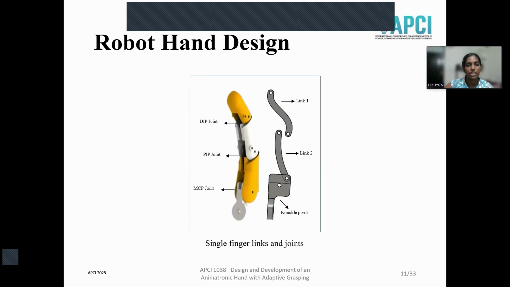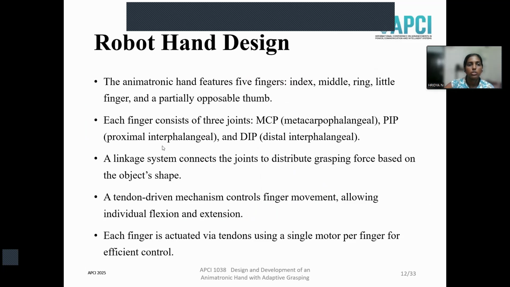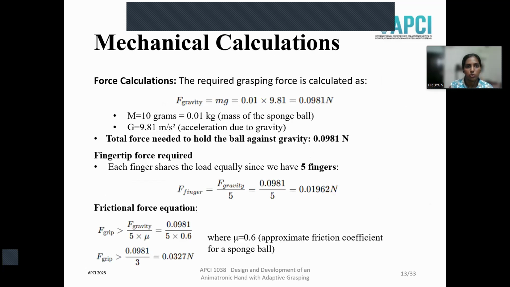So this is the single finger link and joint design. I have designed, and you can see, the DIP joint, PIP joint, and MCP joint. These are connected using link 1 and link 2, which we have designed. The linkage system connects the joints to distribute grasping force based on the object shape. A tendon-driven mechanism controls finger movement, allowing individual flexion and extension. Each finger is actuated through tendons using a single motor per finger for efficient control.